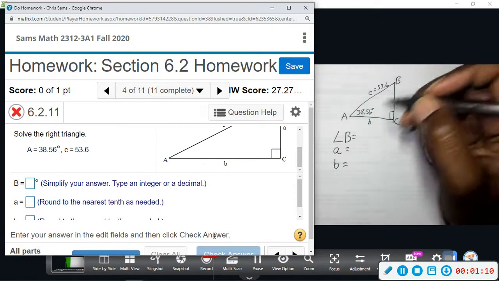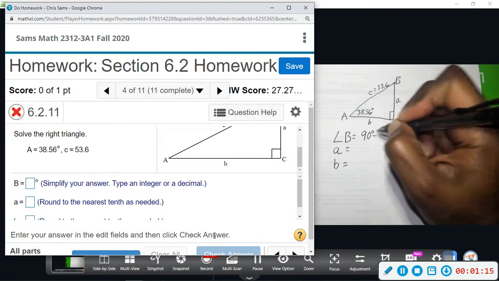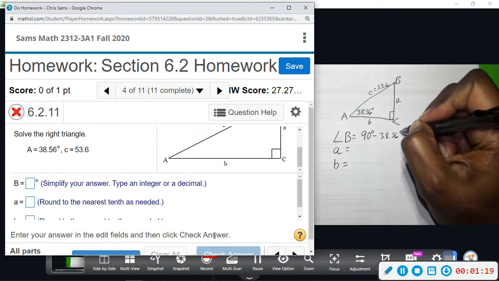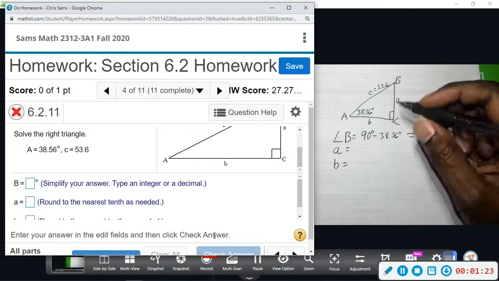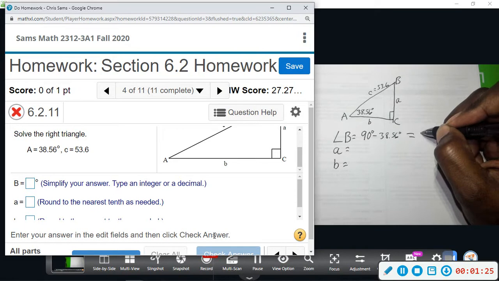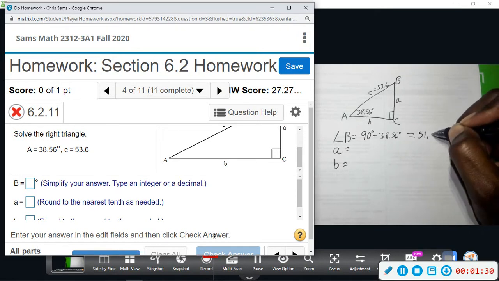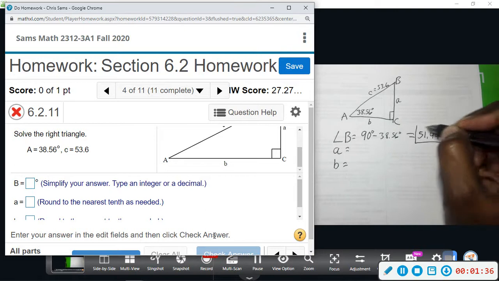Alright, so B will be 90 minus 38.56. Alright, so when we subtract that, we get 51.44. Alright, so we got angle B.